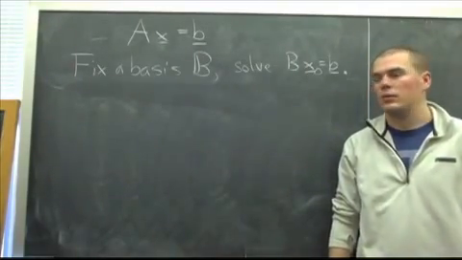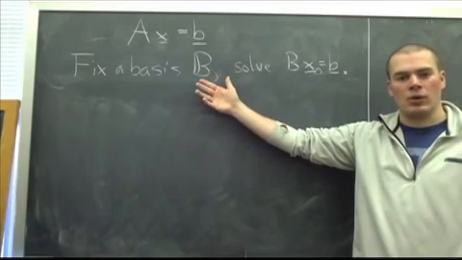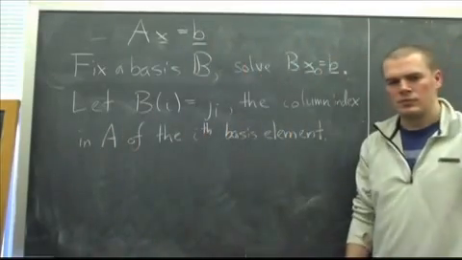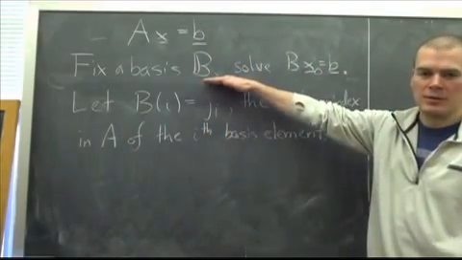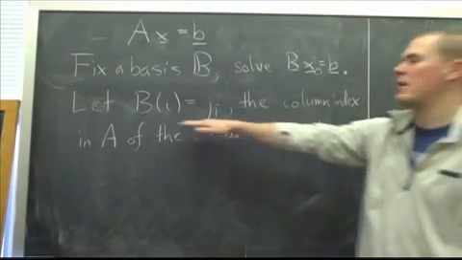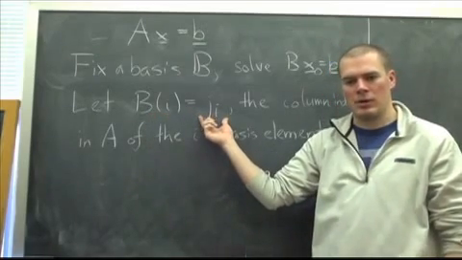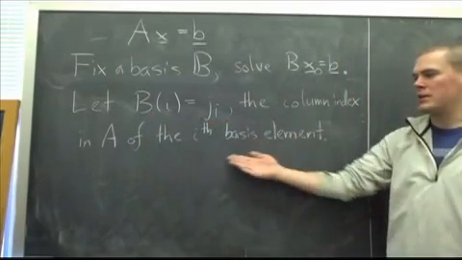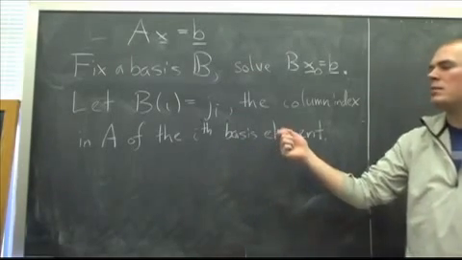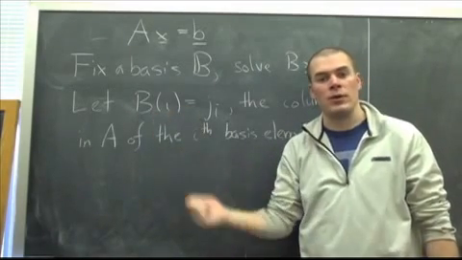If we want, we can consider our basis and use a little bit of notation to help us know what the order of the basis is. So fixed a script B basis, and I have this matrix B. In addition, we have a function B, which takes a number from 1 to m, and it outputs another number. And that number is the column index in A of the ith basis element. This is important so we can maintain what order our basis is set in. The order is very, very important.